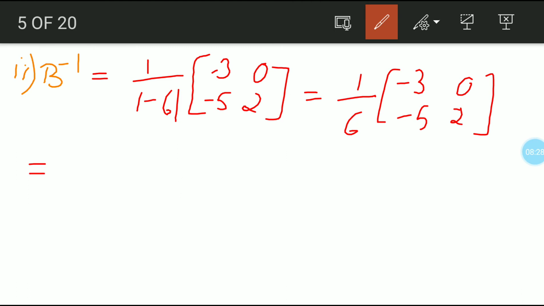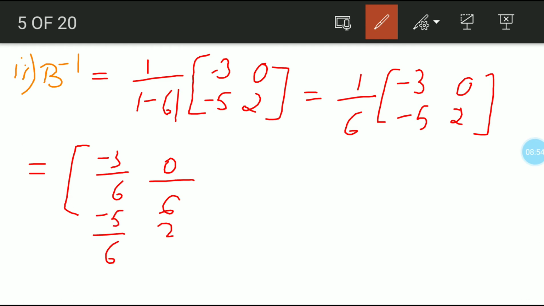Okay, then what we have to do when we have this 6 and all different numbers apart from 1, is we have to send it to this matrix. Then for each and every digit in the matrix, that by 6 will be going. So it is going to be like this: minus 3 by 6, 0 by 6, minus 5 by 6, and 2 by 6. Okay, this is 3.